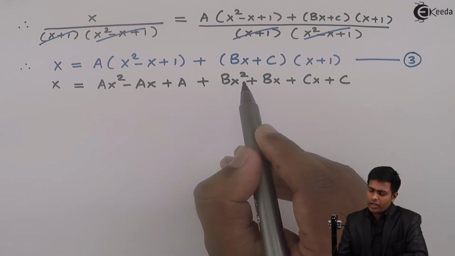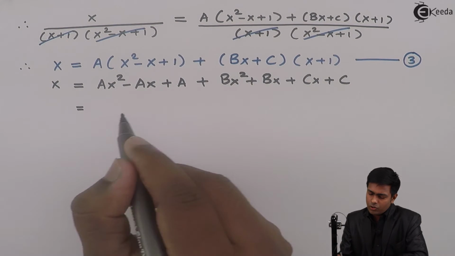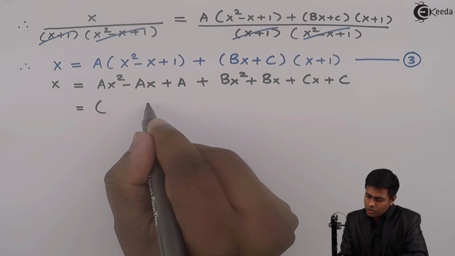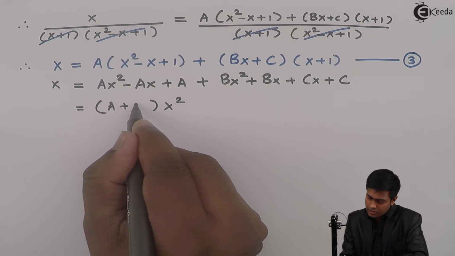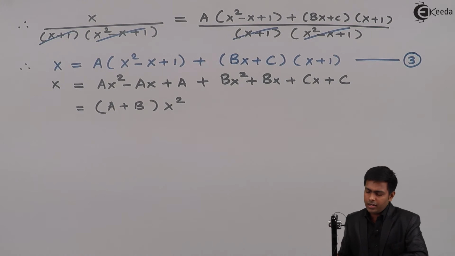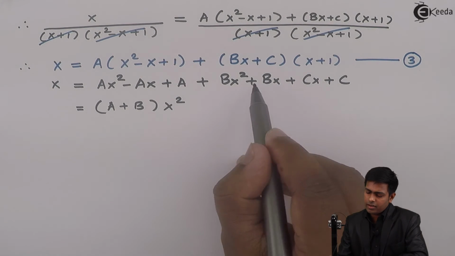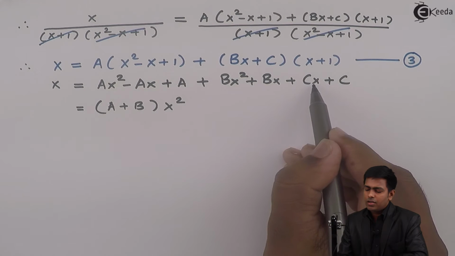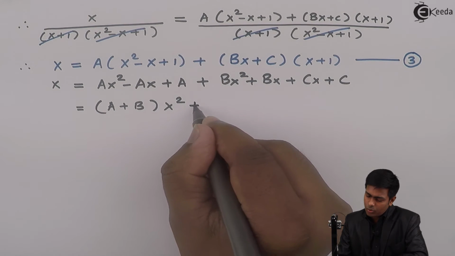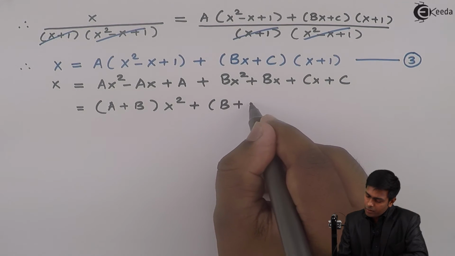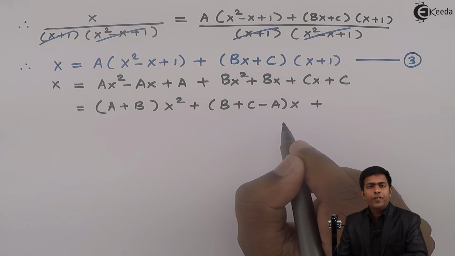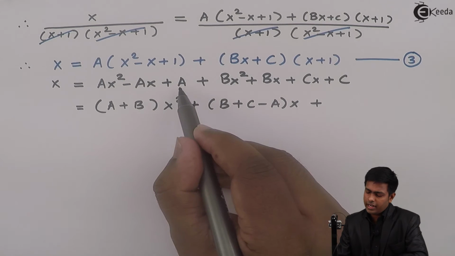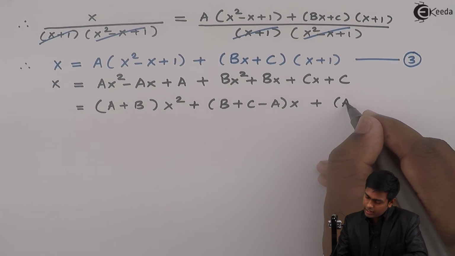So this ax square and bx square we will take together. From that I can take x square outside and in the bracket we will get a plus b. Similarly we can take three terms together, that is minus ax plus bx plus cx, and I can take x common. So in the bracket we will get b plus c minus a into x, and in the end we will take all the constants. So the constants are a and c. So it is a plus c.